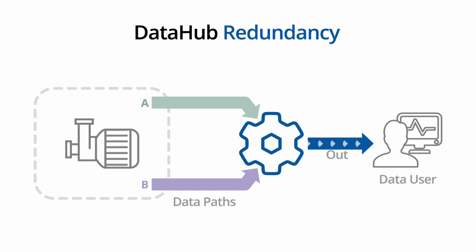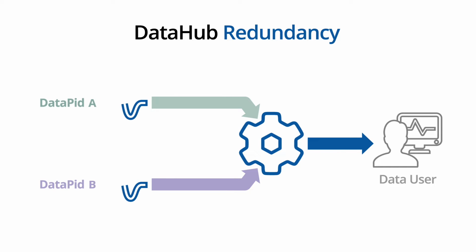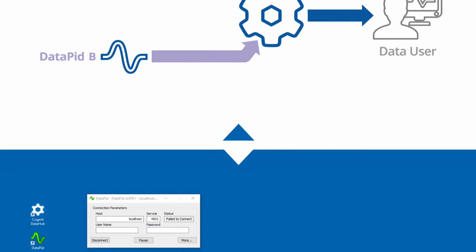The DataHub's job is to decide which data path is valid and use the data from that path. If that path fails for some reason, the DataHub switches to the other path. When the first path is restored, the DataHub can switch back. To demonstrate how to configure redundancy for the DataHub, we are going to use two instances of DataPid for our two data paths. Let's switch over to our desktop.